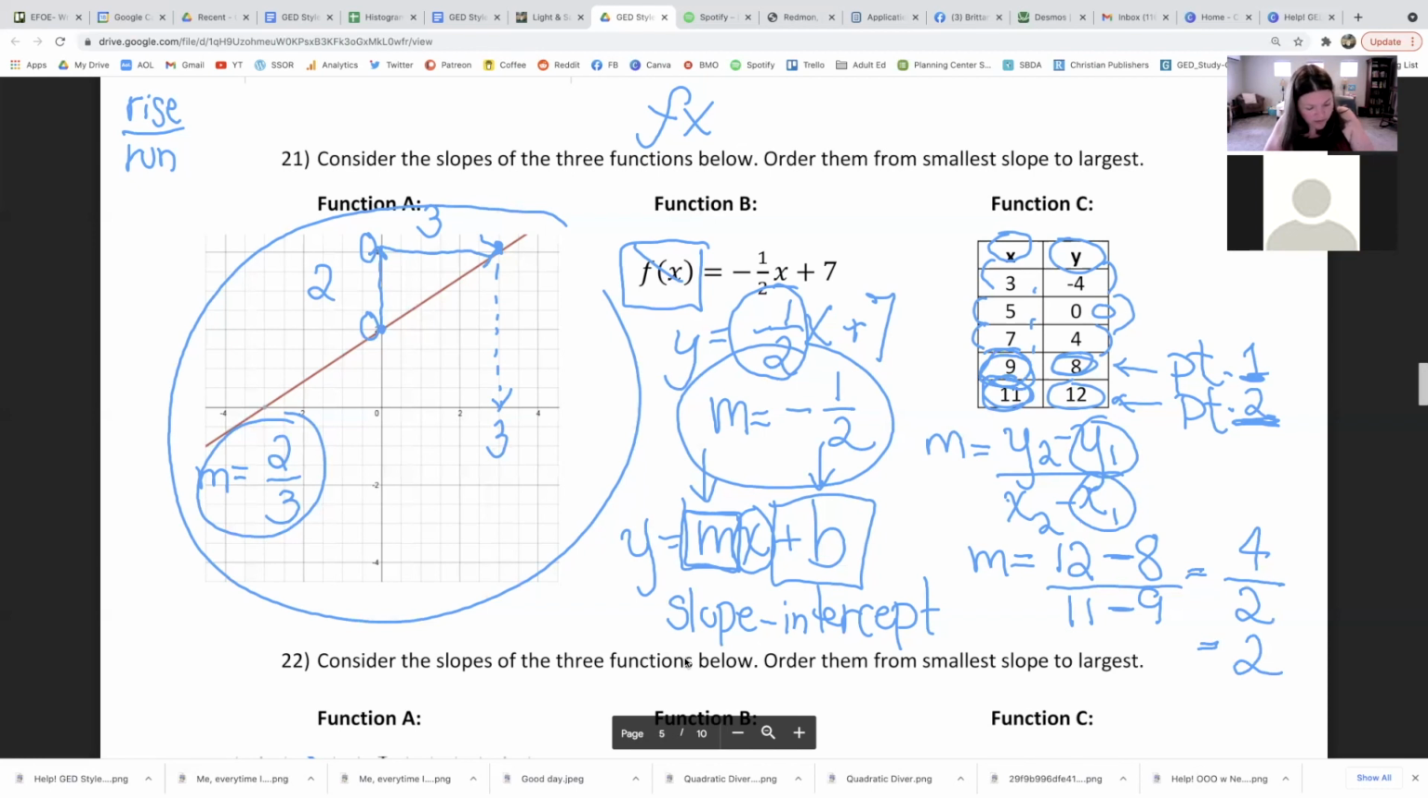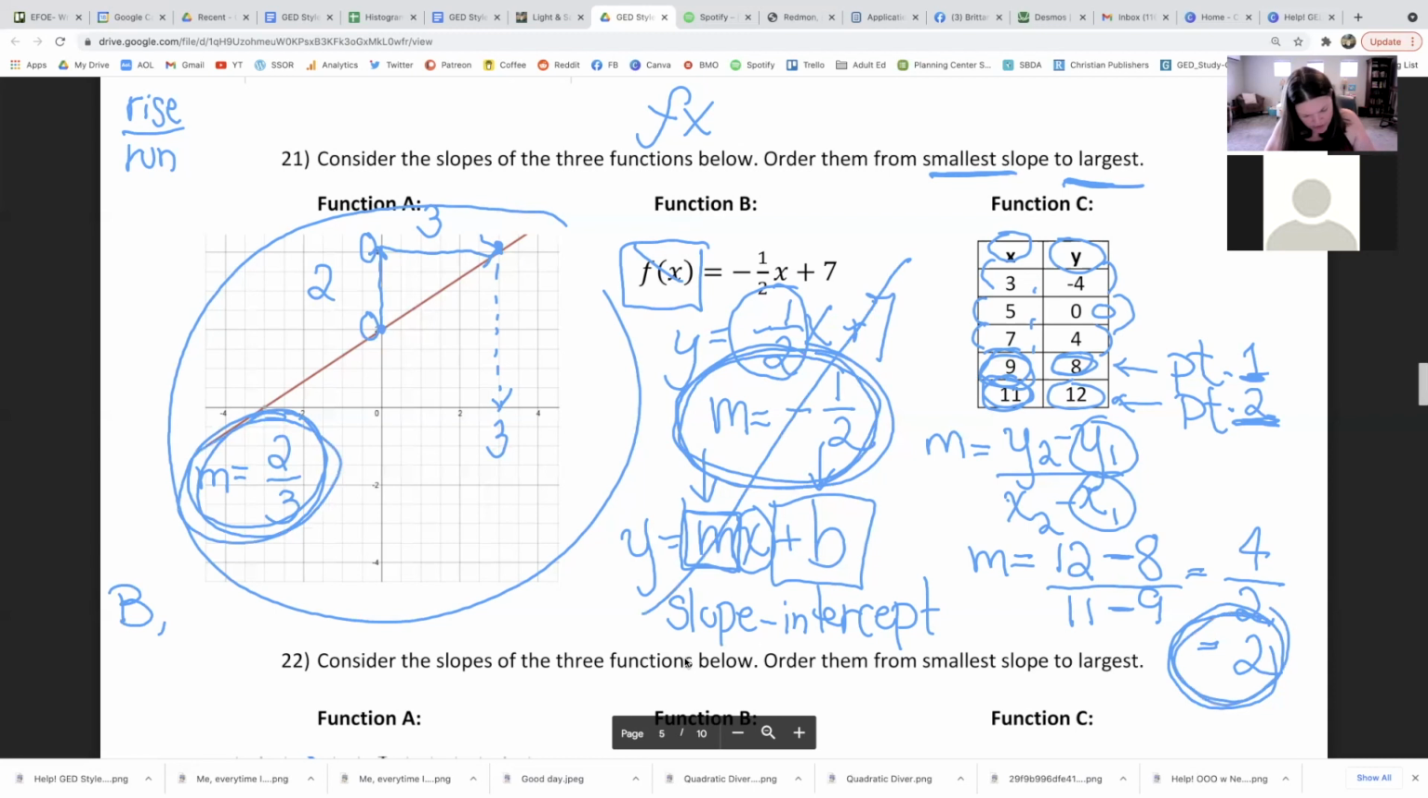Okay, so the slope of the graph is 2/3. The slope of the line is -1/2. And the slope from this table here is 2. And I'm supposed to order the slopes from smallest to largest. Okay, smallest number is definitely the negative here. So function B with my negative slope is the smallest. Next two I have left, I have 2/3 or I have 2. This is a proper fraction here, 2/3, it's something less than 1. So it's definitely going to come next. And then 2 is the largest. So answer here is B, A, C.